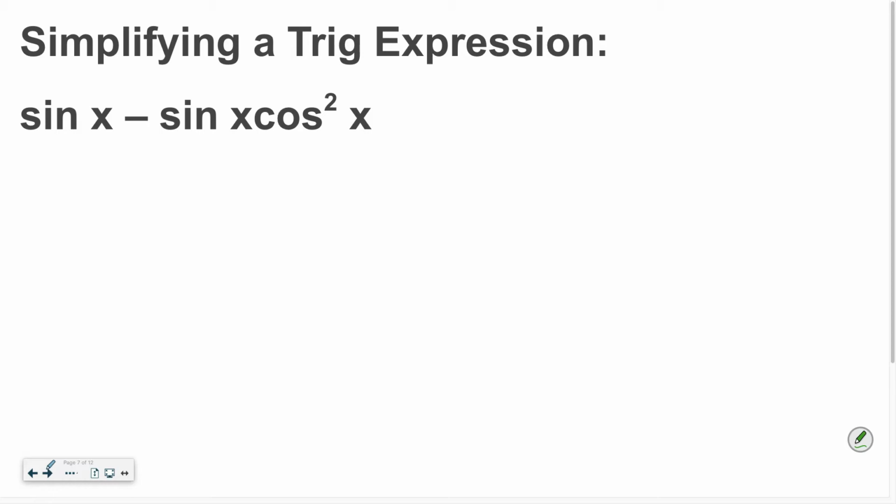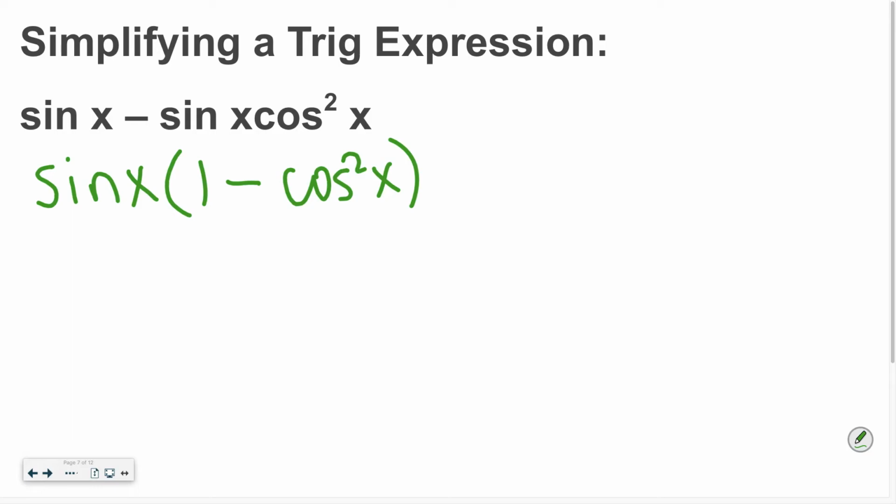What can we factor out, Veronica? Okay, we have two terms, and both terms have a sine of x. So what we can do is take this sine of x and factor it out, which means left over here is just 1, minus left over here is cosine squared. 1 minus cosine squared.